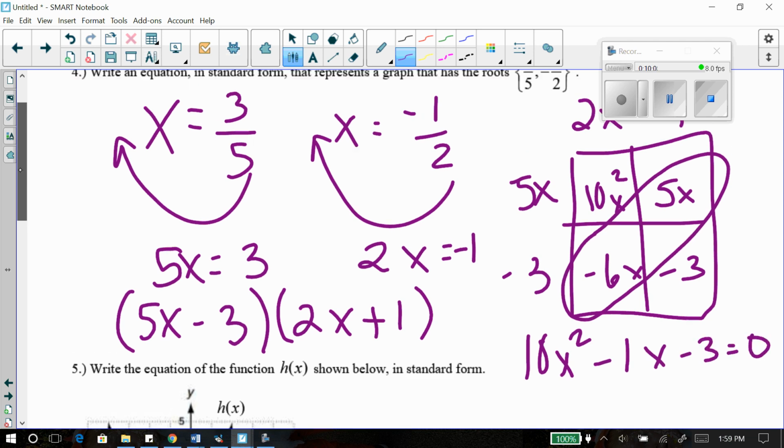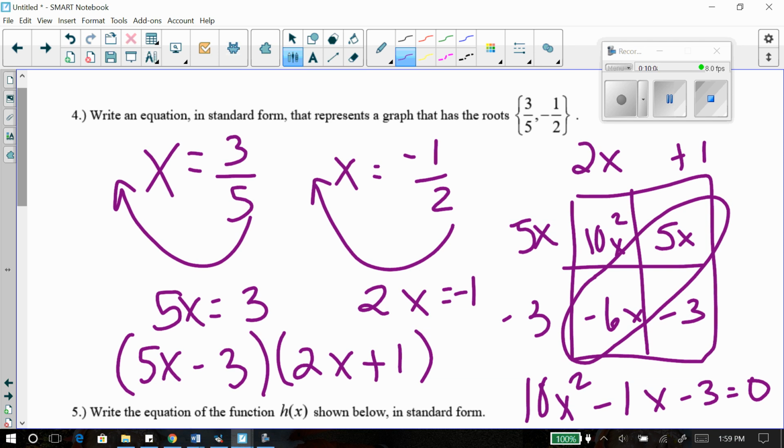So again, with the fractions, the only thing that's different about them is you swing the denominators up, but then you still switch the sign. So if it was a positive 3, then we made it negative 3. If it was a negative 1, it became a positive 1.